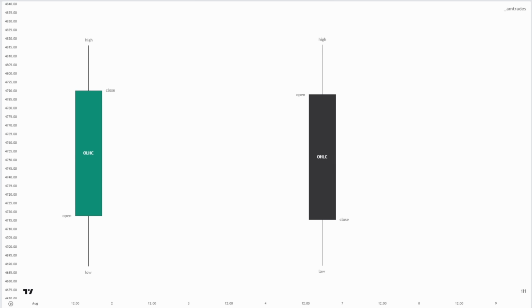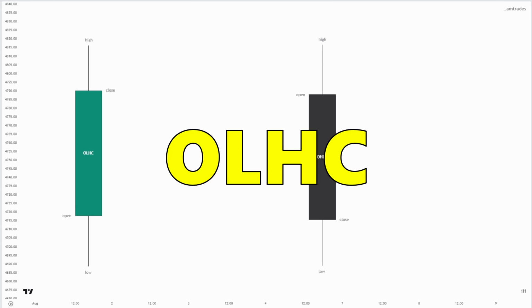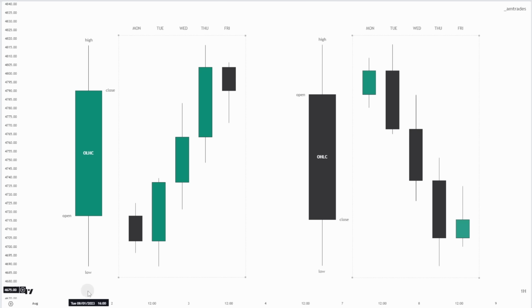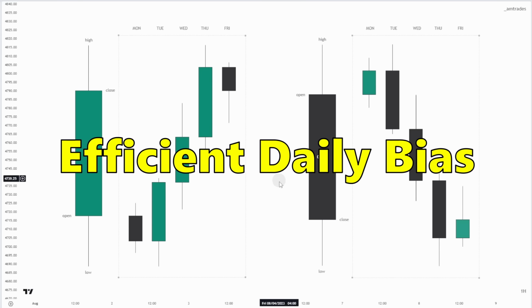The basis of this concept is framed around the understanding of the open low high close and open high low close of the weekly candle. On the left, we have a single bullish weekly candle, which is open low high close. And on the right, we have a single bearish weekly candle, which is open high low close. When you break the single weekly candle down into a daily chart, these 5 daily candles are what we consider a weekly profile. Using this understanding of how the weekly candle prints on a chart and the 3 profiles I'm going to be showing you in the next part of this video, we're able to get really efficient daily bias.